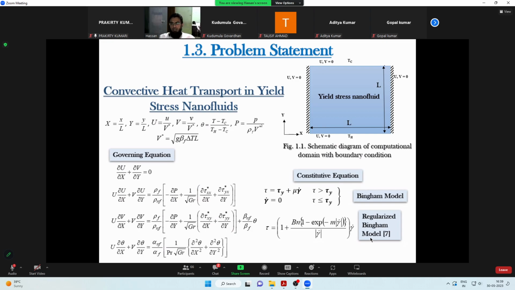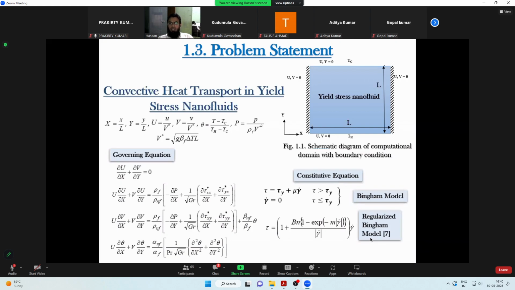And the problem that we have taken into consideration is the convective heat transport in a yield stress fluid confined in a computational domain of square geometry, where the bottom part, you can see, is the heated one. This TH represents a slightly enhanced temperature, you can call it high temperature. So the bottom part is the heated one. The enclosure is filled with nanofluid, which we assume to be a yield stress one. The top part is the cooling one.